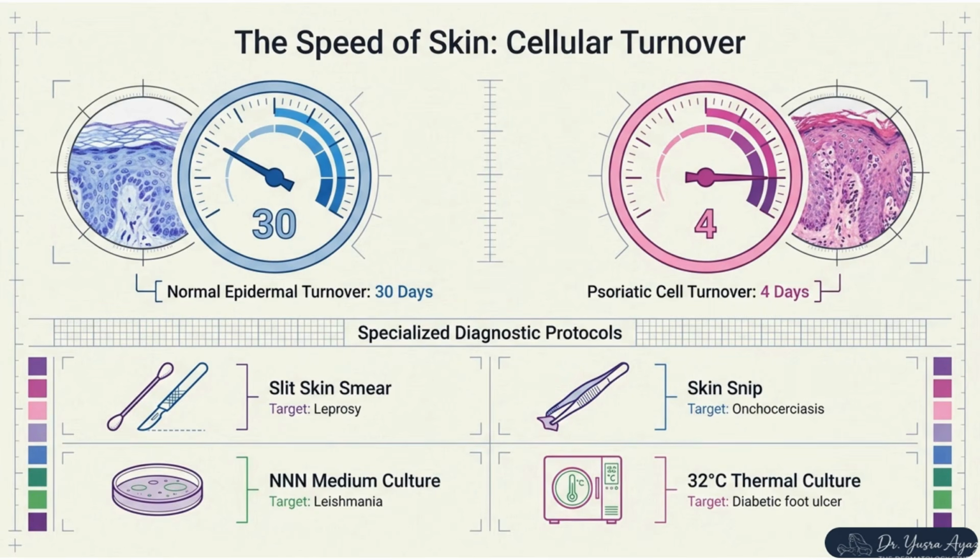First, let's look at some important investigations. Slit skin smear is commonly used in leprosy. Skin snip is used in onchocerciasis. NNN medium, which stands for Novy-MacNeal-Nicolle medium, is associated with leishmaniasis. And thermal culture around 32 degrees is useful in diabetic foot infections. These are very important one-line associations for exams.